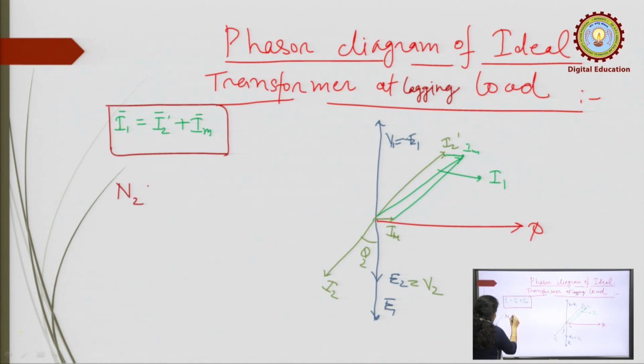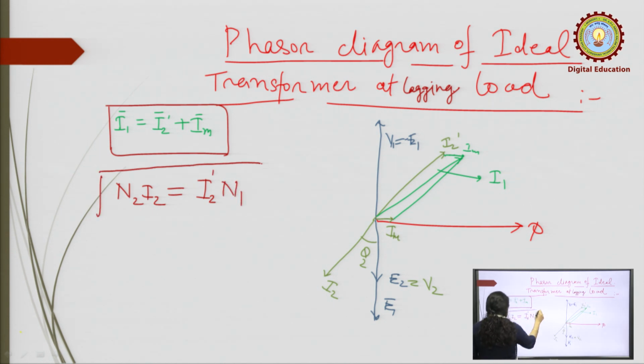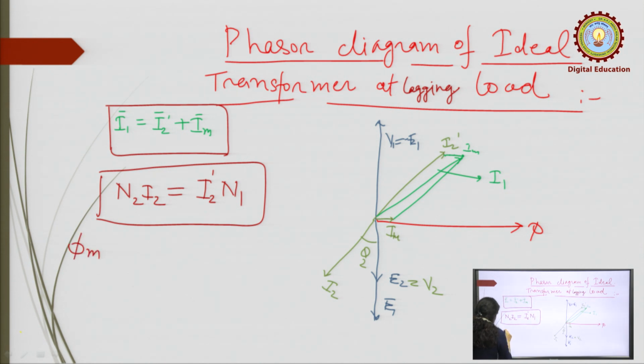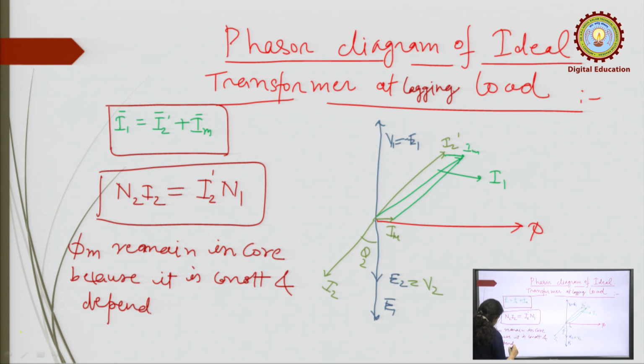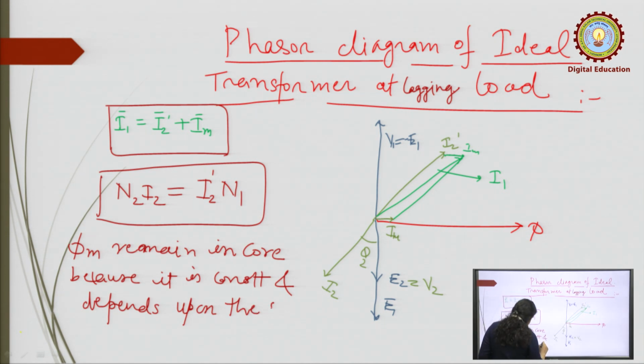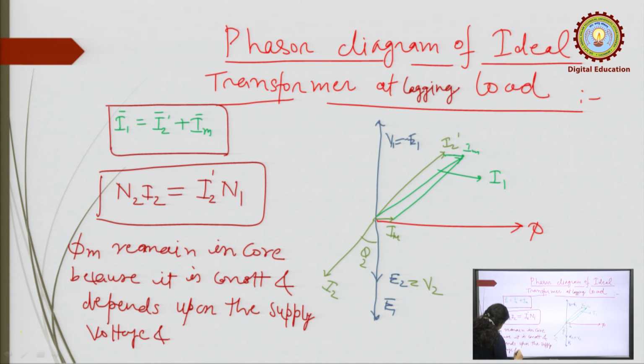And this equation must be satisfied: N2 I2 must be equal to I2 dash N1, so that the flux phi m remains in the core because it is constant and depends upon the supply voltage and frequency.